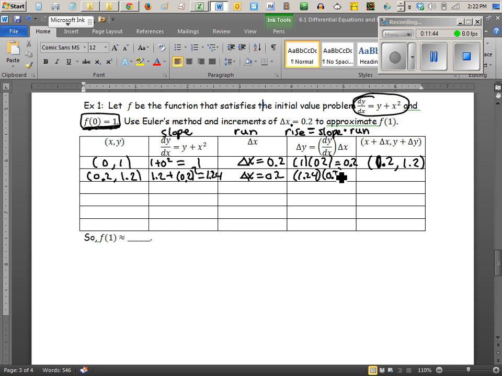I'm going to go ahead and erase so I can fit that in here. If you multiply the two columns there, you get 0.248. If you add x to delta x, it's going to go up to 0.4. If you add y to delta y, it's going to go up to 1.448. Okay, I'd like you to pause the video and try to carry on using 0.4, 1.448. See if you can finish building this entire table.